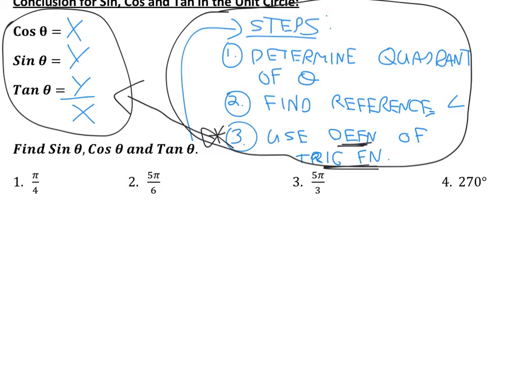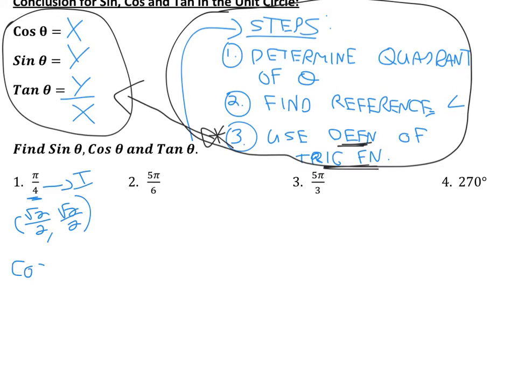So if I want to find sine of pi over 4, cosine of pi over 4, and tangent of pi over 4, well, first I want to determine the quadrant. So I know this is in the first quadrant. I know its reference angle is itself, pi over 4. And the ordered pair of pi over 4, they're the root 2 over 2s. And that's all we need, because to find sine, cosine, tangent, everything is in terms of x and y. We already figured out x is root 2 over 2 and y is root 2 over 2.